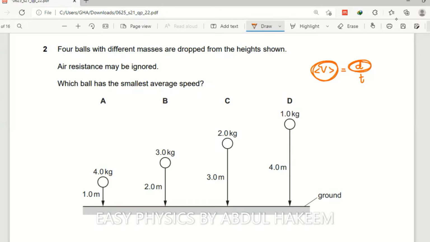So the smallest distance covered is 1. Otherwise, this is the larger distance. It will gain the larger speed, so the average will be larger. For the small average speed, the distance covered must be small. So A is the option.